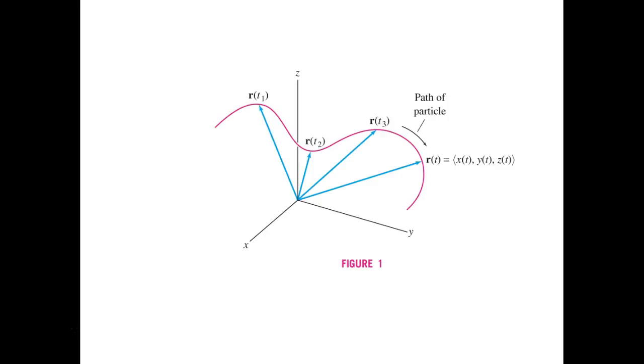But at time, it doesn't have to be time, but whatever T1, at T1, this is the value of that displacement vector R. At value T1, that's your displacement vector. T2, it's here.